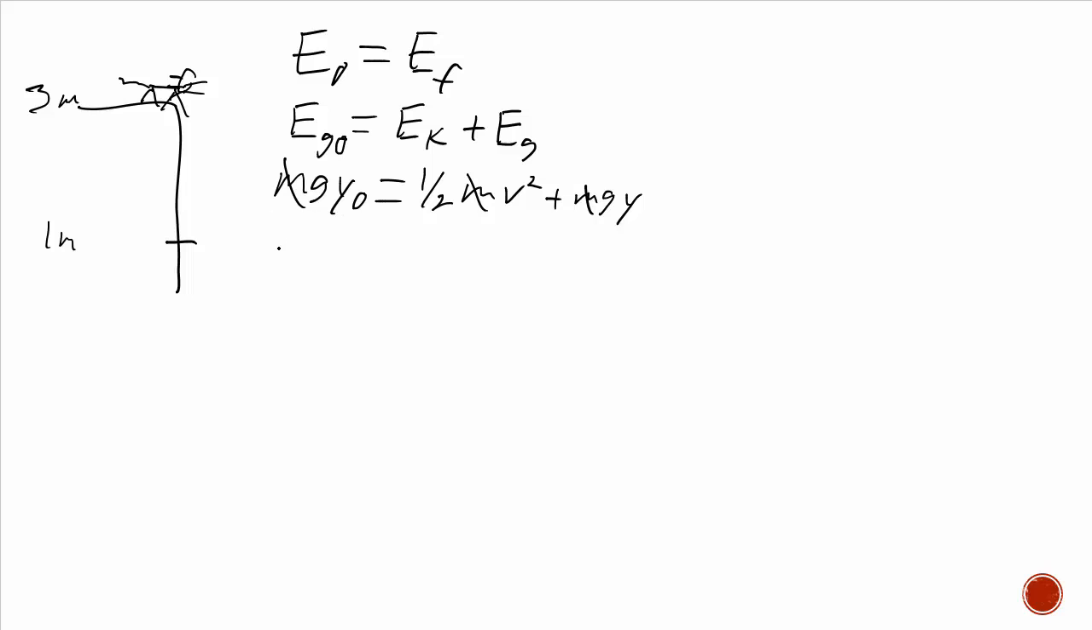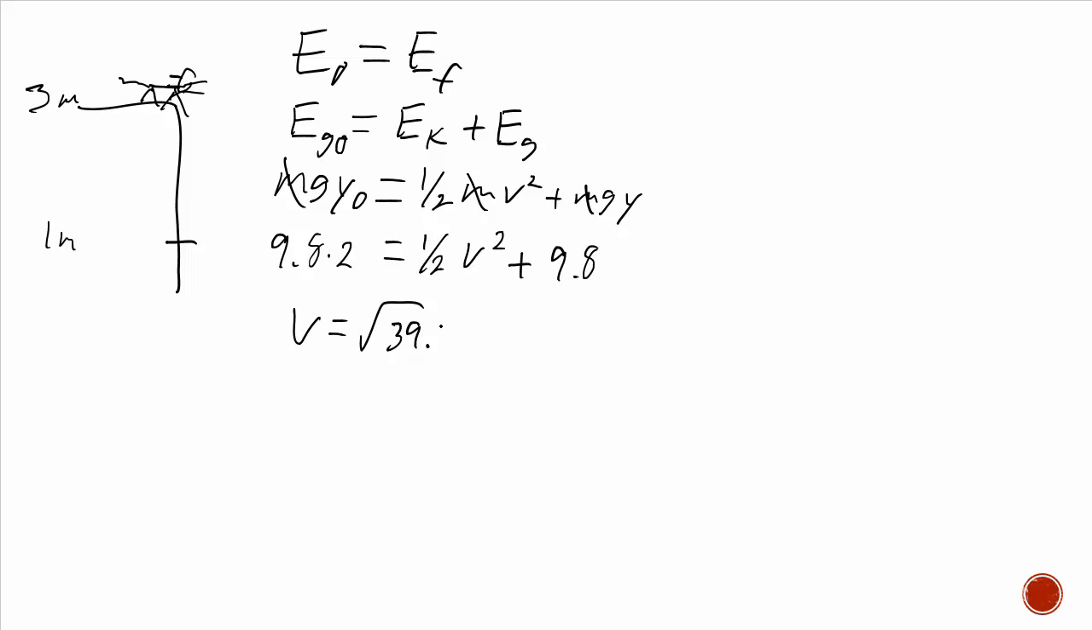Alright, now I can go ahead and start plugging in my numbers. I'm going to have 9.8 times 2 equals 1/2 v squared plus 9.8 times my final height, which is 1, so this is just 9.8. From this point we have a bit of algebra. It works out to be the square root of 39.2, which is approximately equal to 6.26 meters per second. That is how fast the cat is going at that height.